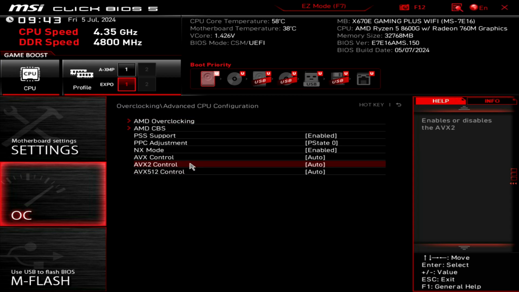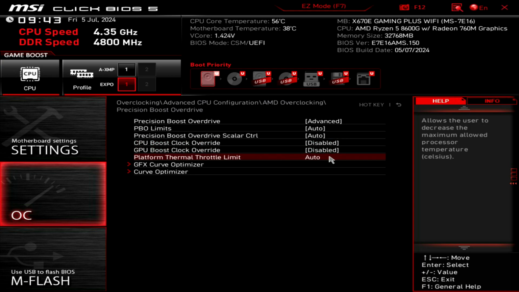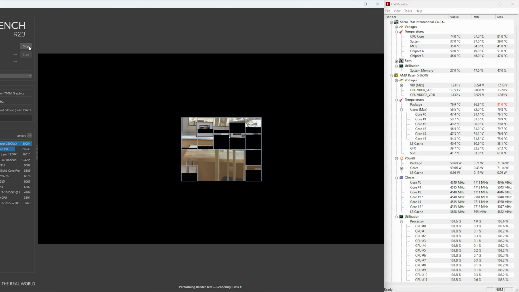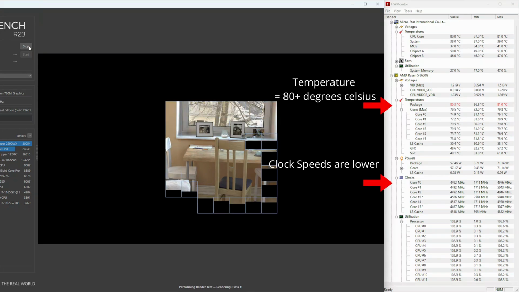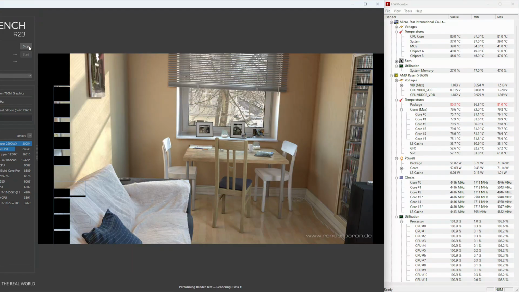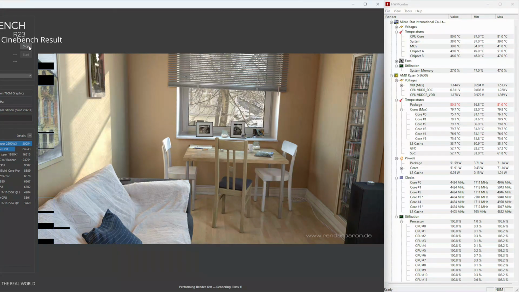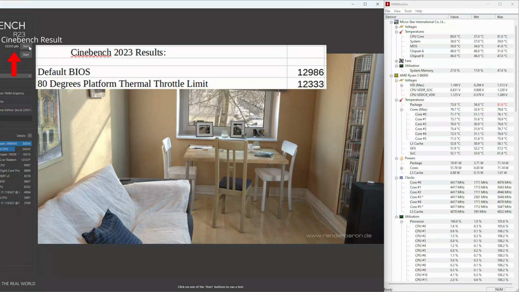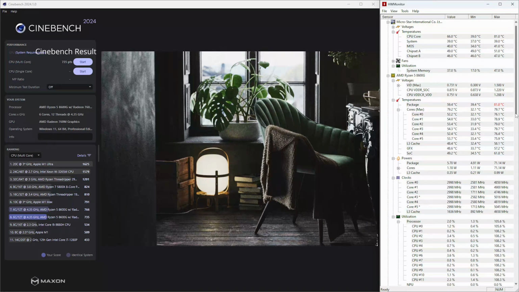Changing the max temperature in the BIOS to 80 degrees Celsius. Clock speeds and result are lower in this case. And the same is true for Cinebench 2024.